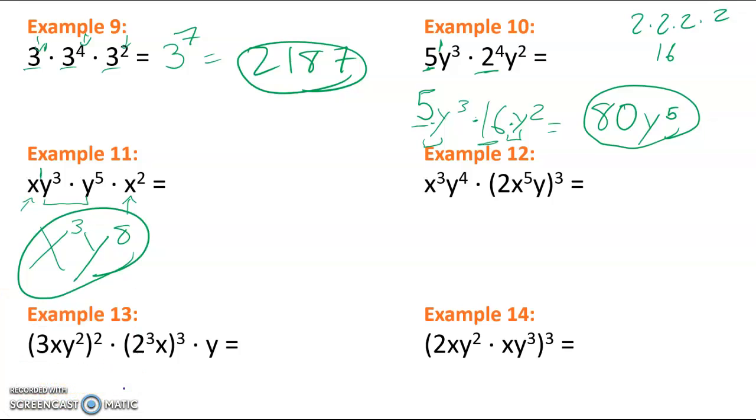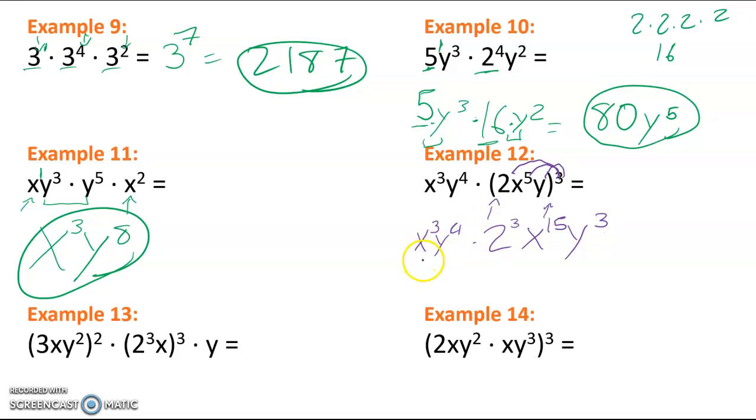So, example number 12. Now, this one's a little different. I have a set of parentheses here. And just as we have done with linear equations in the past, if you have something to distribute, get rid of that first. So I take this power and distribute it as a power to everything inside. So it's going to become 2 to the 3rd power, x, and then I'm going to do 3 times 5, which becomes x to the 15th power, and then y just turns into y to the 3rd power.